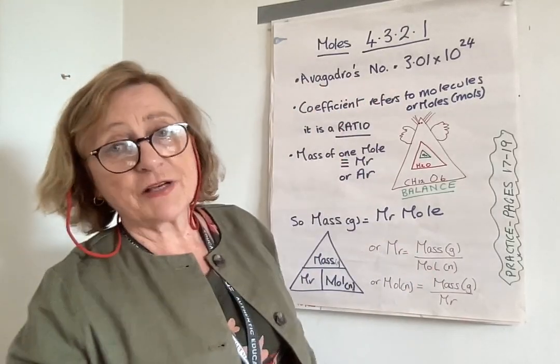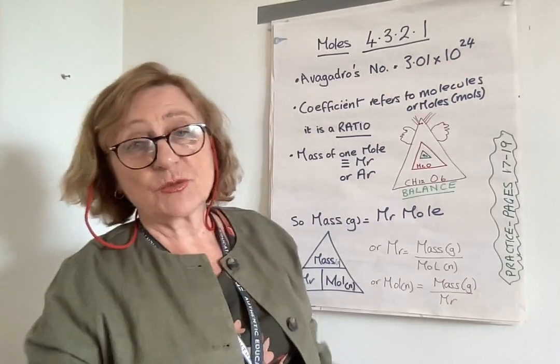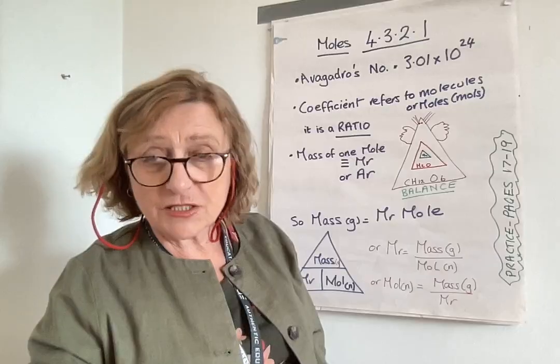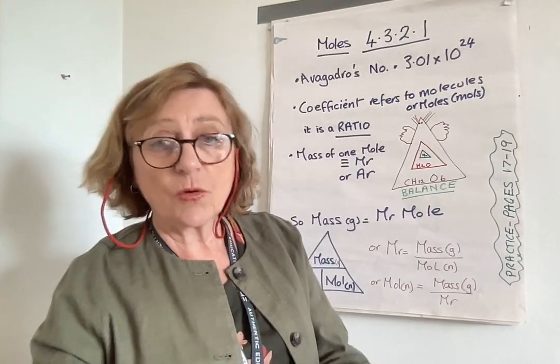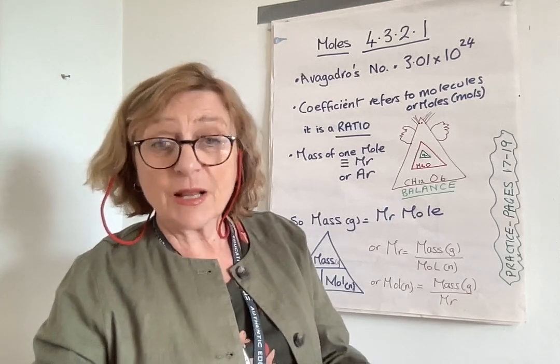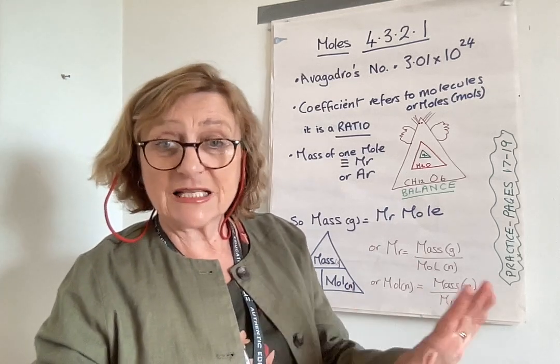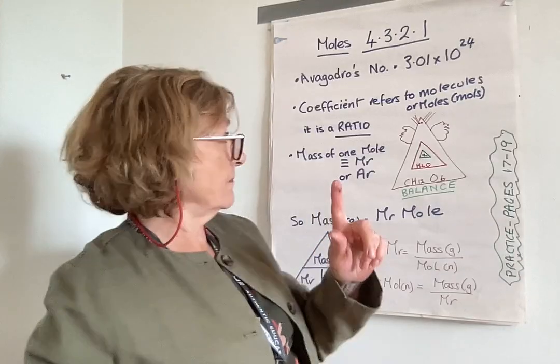Avogadro's number or Avogadro's constant, 3.01 times 10 to the power of 24. That's the number of particles of any element or compound or molecule in a mole of that substance, okay? The number of particles, it's always the same, which is why it's Avogadro's constant, okay?